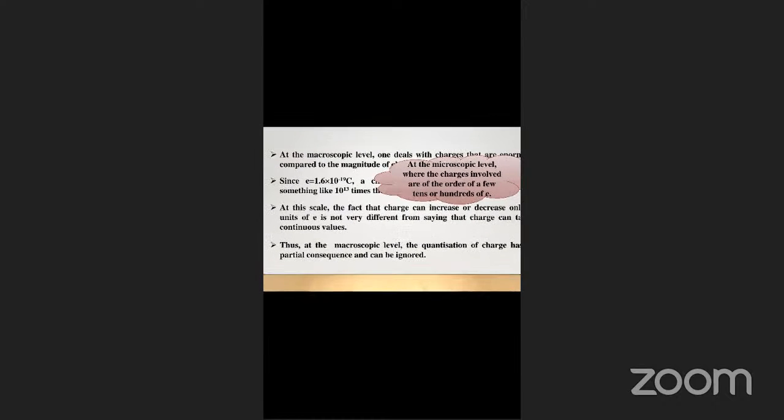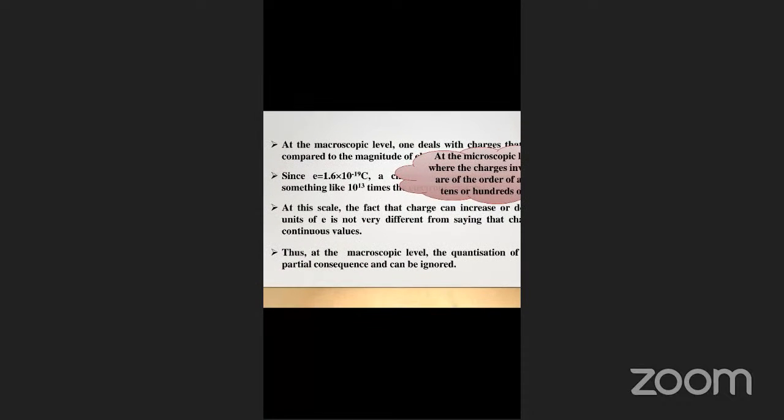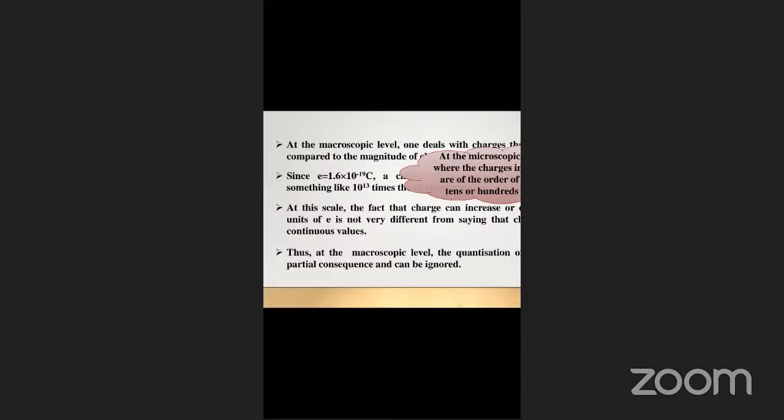And next point, thus at the microscopic level, the quantization of charge has no practical consequence and can be ignored.